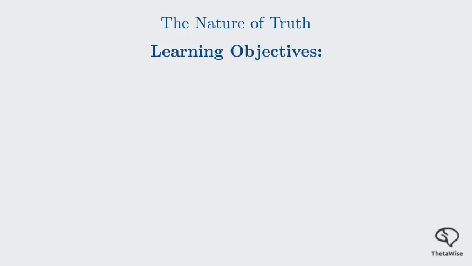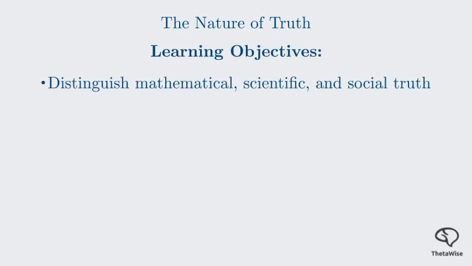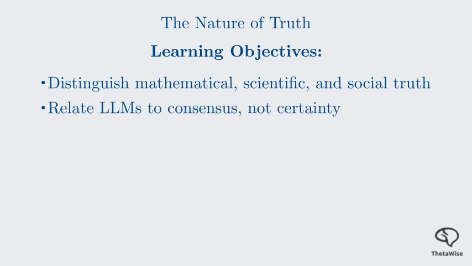Welcome to this exploration of the nature of truth. Today, we are going to move beyond the idea of truth as a simple fact and look at how it is constructed and verified across different domains. By the end of this lesson, you'll be able to distinguish between mathematical, scientific, and social truth, understand how large language models relate to consensus, rather than certainty, and explore the limits of formal systems.